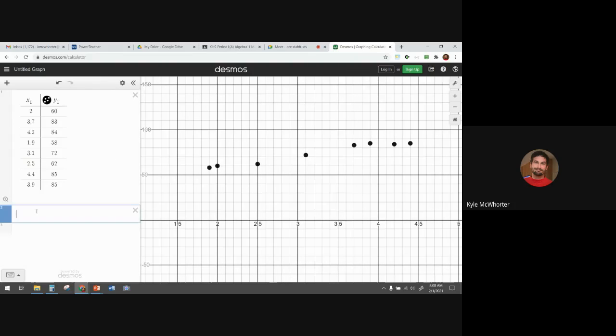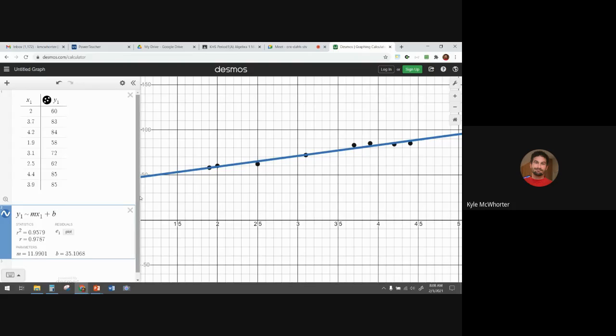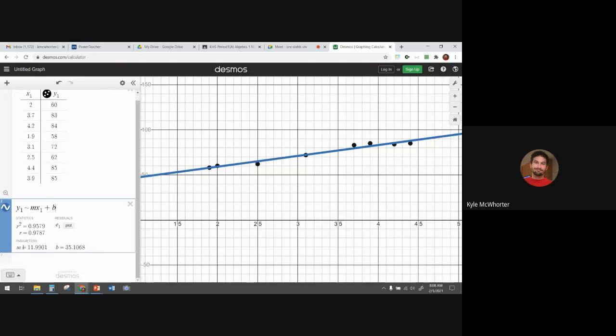Now what we are going to do is tell Desmos to do linear regression. So we're going to say y1 equals mx1 plus b. And so you can see they give us our slope is 11.99. Our y-intercept is 35.1068. And our R value is 0.9798.